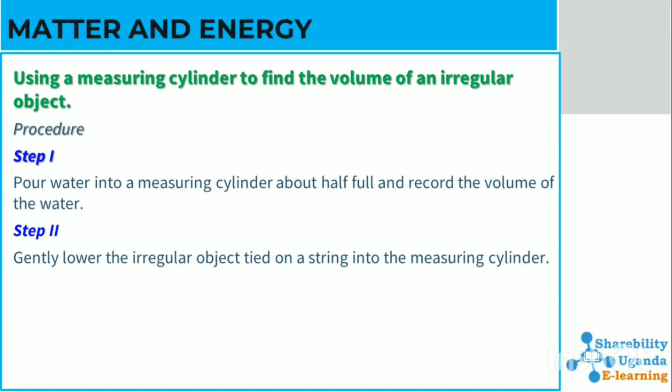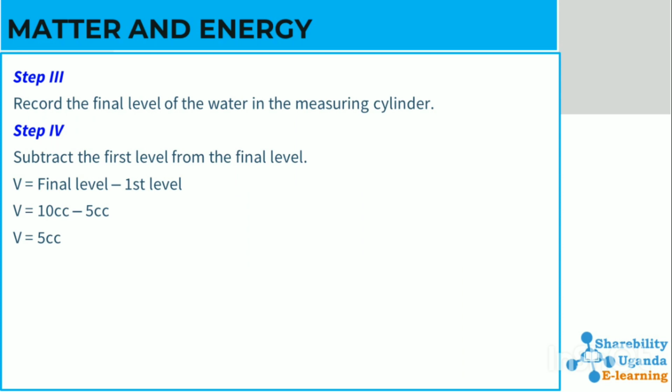Pour water into a measuring cylinder about half full and record the volume of the water, that initial volume. Then gently lower the irregular object tied on a string into the measuring cylinder where we have poured water. Then step 3, record the final volume of the water in the measuring cylinder. Then we get the difference between the initial volume we recorded and the final volume that we get.